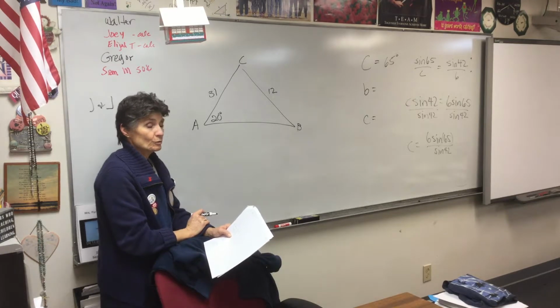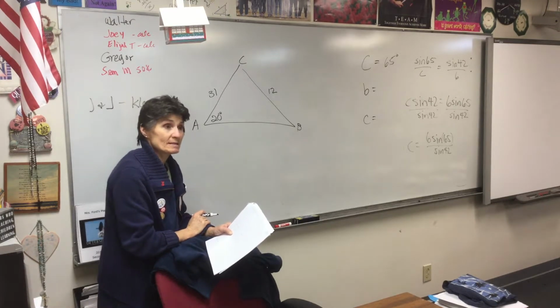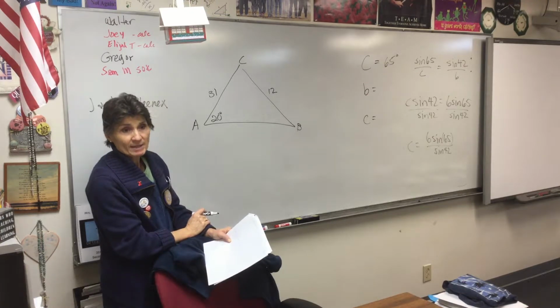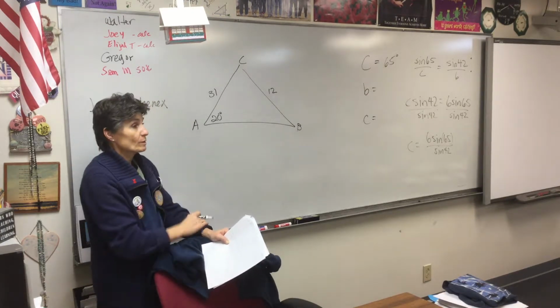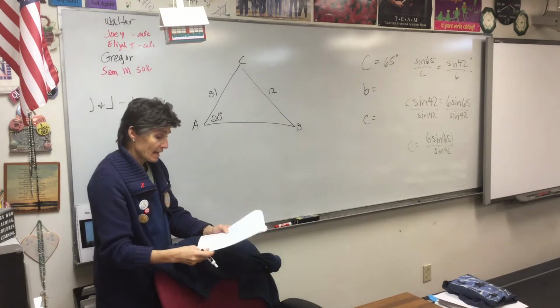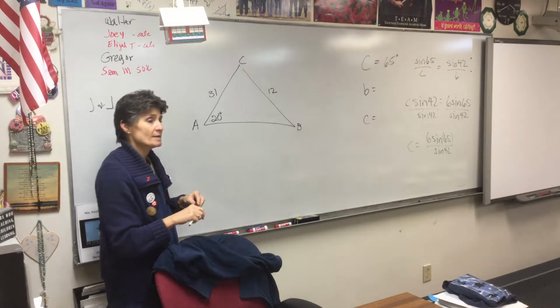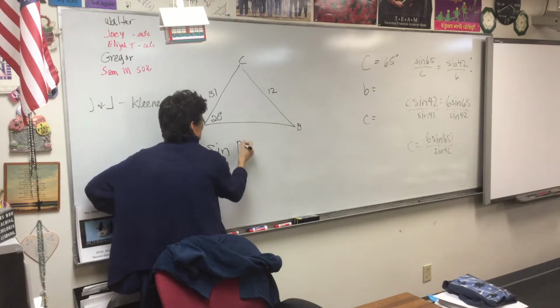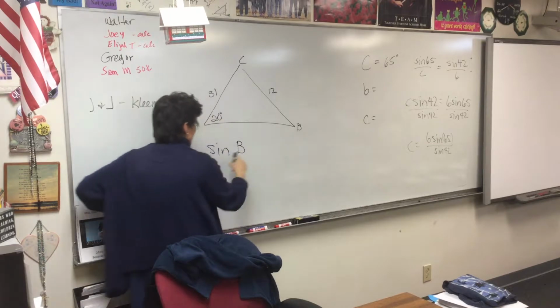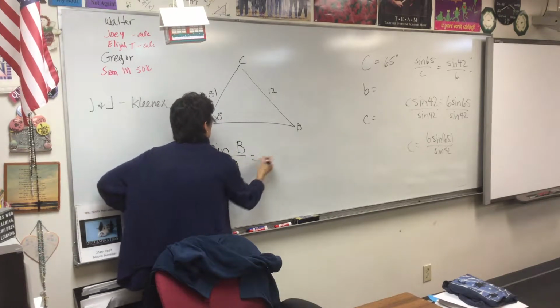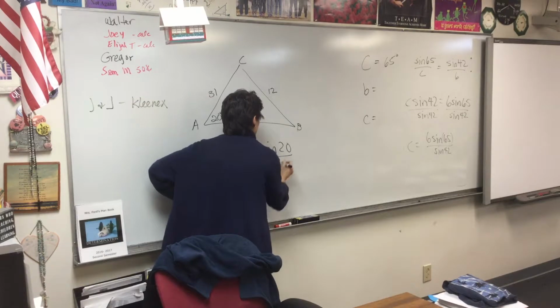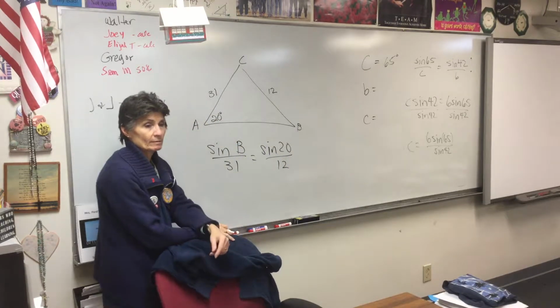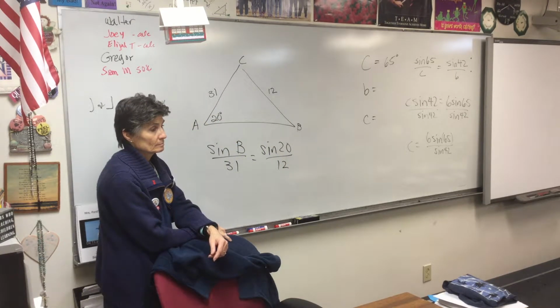Remember, Mrs. Ford told you that you will always be given 3 pieces of information, and your job is to find the other 3. So there are the 3 you've been given. Can anybody set up the law of sines for me? Max? Sine B, can I go ahead and use my B letter there? Okay, so sine B over 31 equals sine 20 over 12. All right, I need everybody in the room to look at that and agree. You okay?